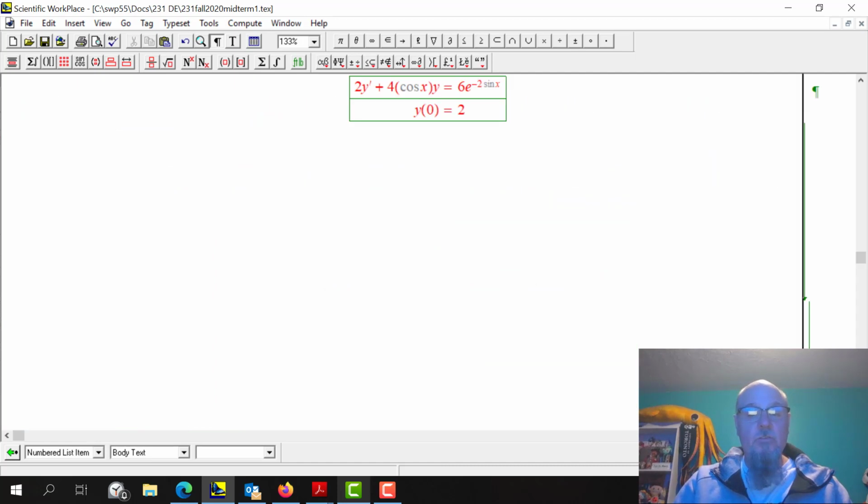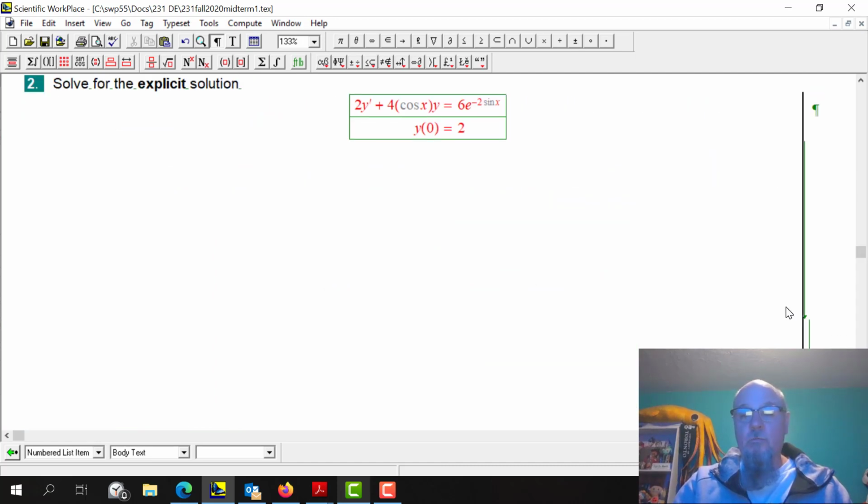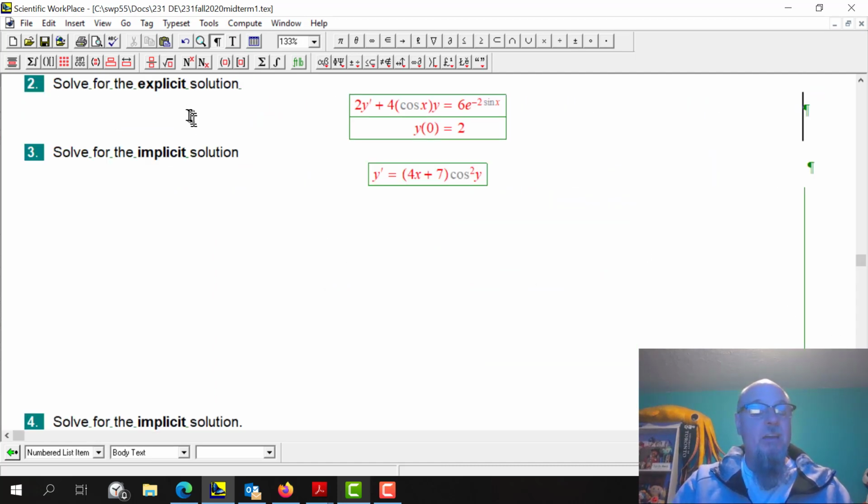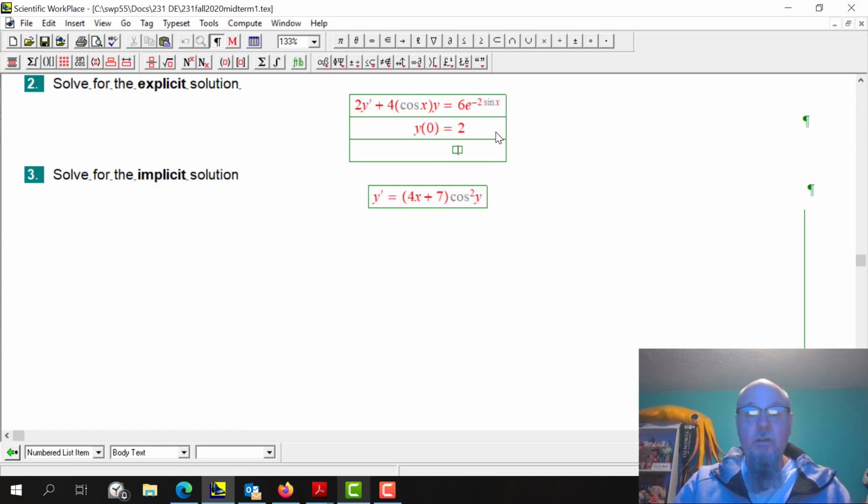Now, next question. We want to solve for the explicit solution. So that means I want to solve this for y equals. And they give me an initial condition. Let's take a look at what kind of equation it is. Oh, y prime, it's first order. That's first order linear. But it's not yet in the y prime plus py equals q form because of this 2 in front. So I'm going to divide everything by 2 first. So it will be y prime plus py equals q.